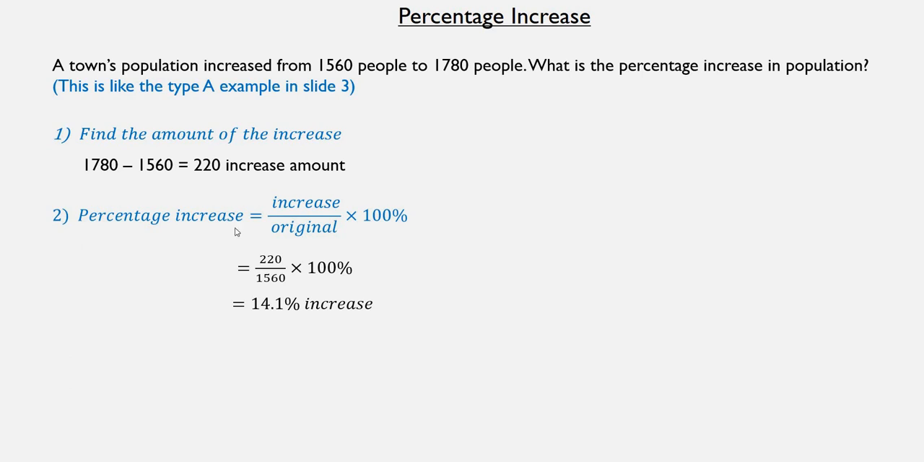So for the percentage increase, it's just going to be my part, which is my increased amount, 220, divided by my original amount, which was 1,560. And I'm multiplying it by 100%. Remember, 100% is the same as multiplying it by 1, but I'm just going to leave that percentage sign in there. So 220 divided by 1,560 to get my fraction, multiply it by 100, gives me 14.1% increase. I've left that percentage sign in.